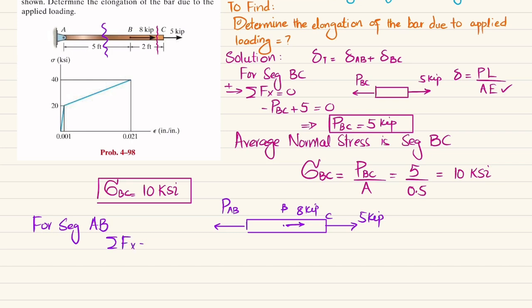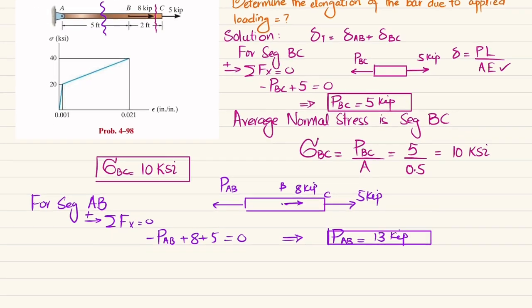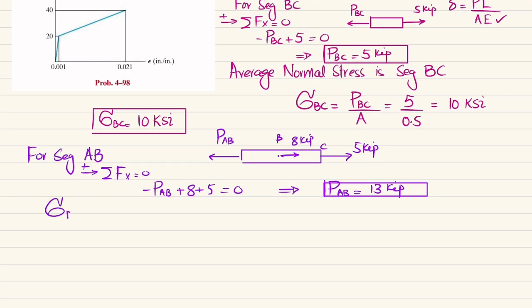How do you find PAB? By using the same equation: the sum of all forces along the x direction must be equal to 0, with force toward the right side taken as positive. PAB is in the negative direction, so minus PAB plus 8 plus 5 is equal to 0. From here you get PAB equal to 13 kip. Now we find the average normal stress, which is PAB divided by area. PAB is 13 divided by 0.5, and that gives you 26 KSI. So the average normal stress in portion AB is 26 KSI.